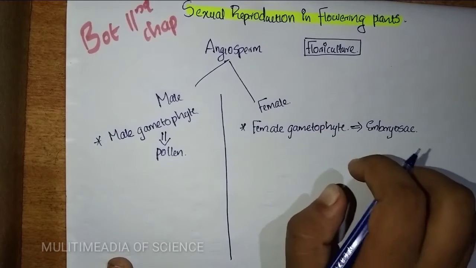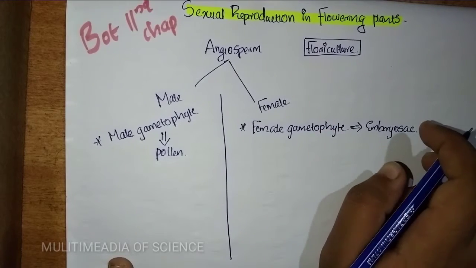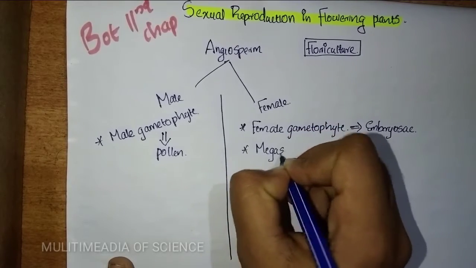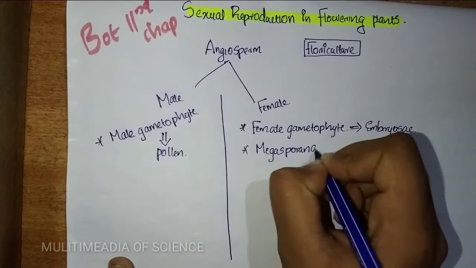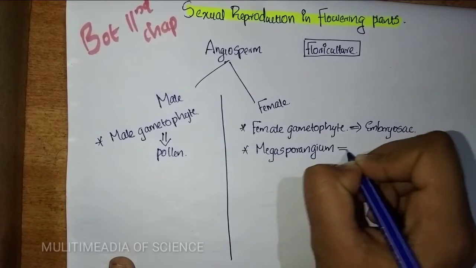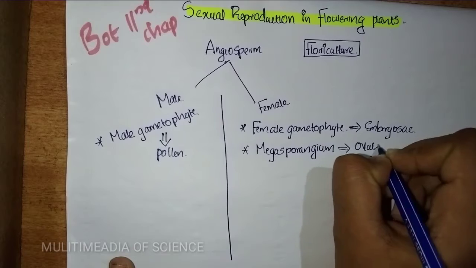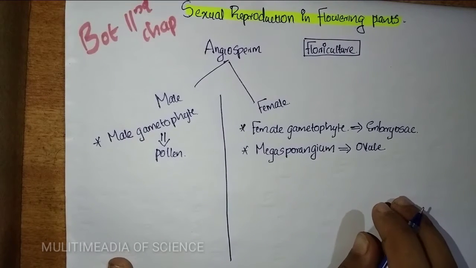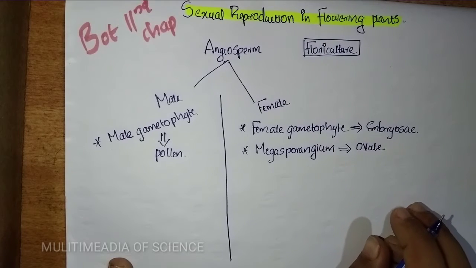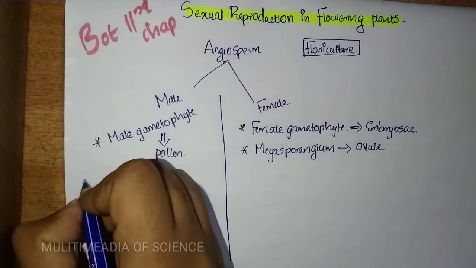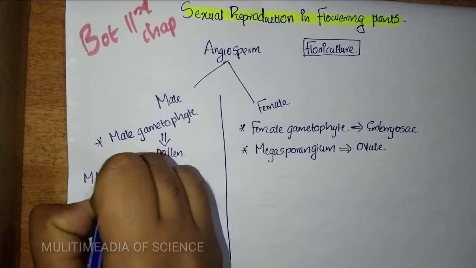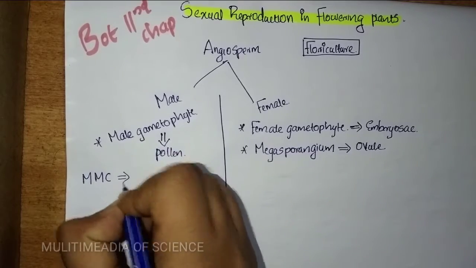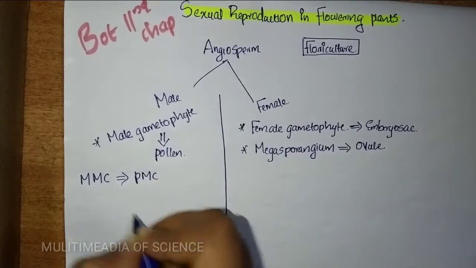Clear? Yes. Then megasporangium, it is the ovule. Then pollen mother cell is otherwise called microspore mother cell. So MMC, microspore mother cell, is otherwise named pollen mother cell.